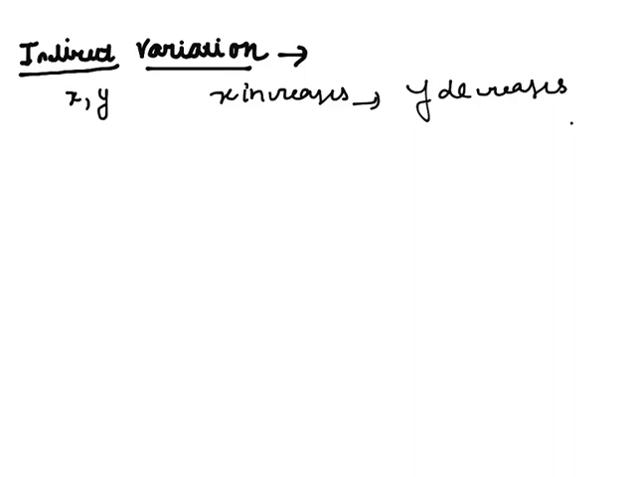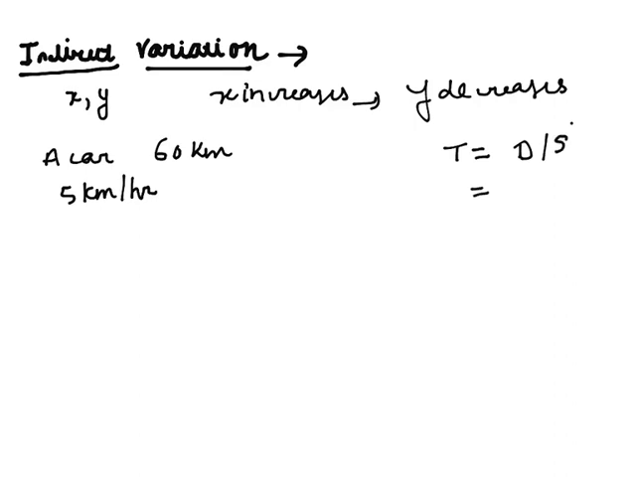Suppose we have a car and it has to cover 60 kilometers. The distance is constant in that. So we will understand this example by taking different speeds, and checking how the time varies depending upon the speed. Suppose first of all the speed of the car is 5 km per hour. In that case the time taken will be, as we know, time is equal to distance by speed. This is the formula to calculate the time. So distance we have 60, speed is 5, so time will be 12 hours.